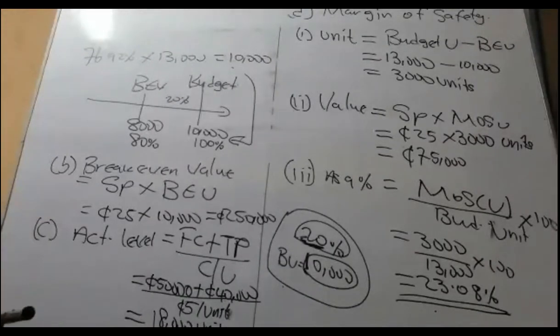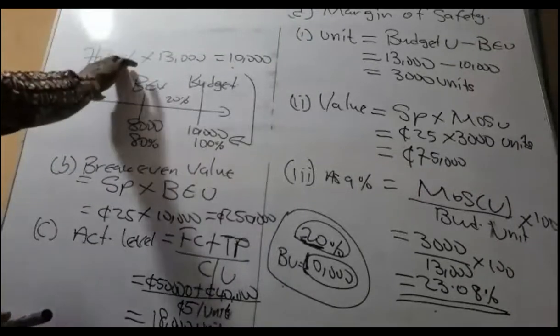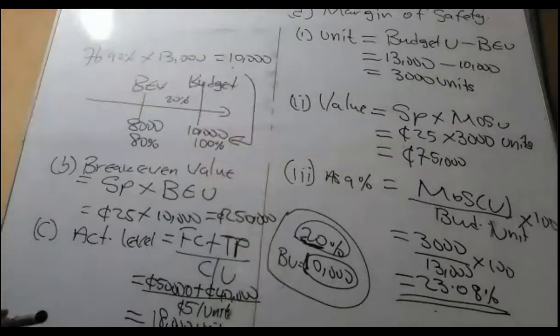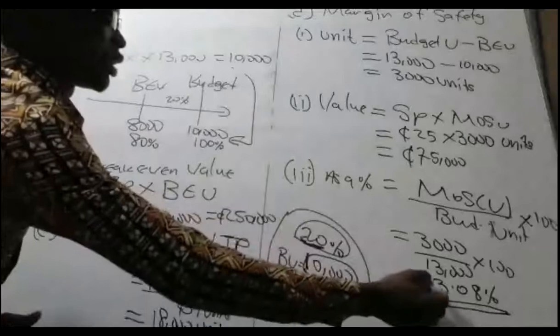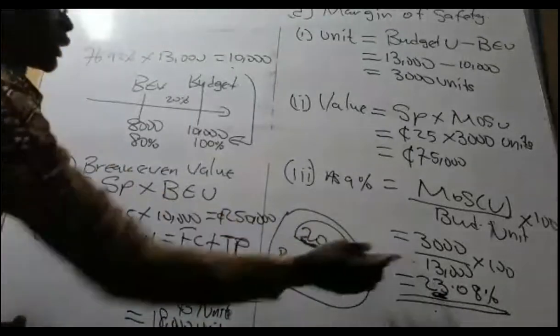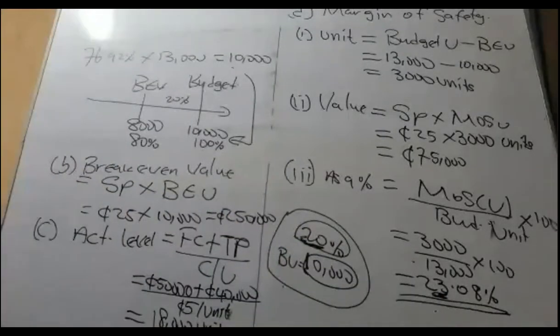The same way, we can also use this to look for the margin of safety value itself. It's a percentage of safety times what? The budget. Always try and strike it on the budget. Now, let me see if you are following. Okay, good.